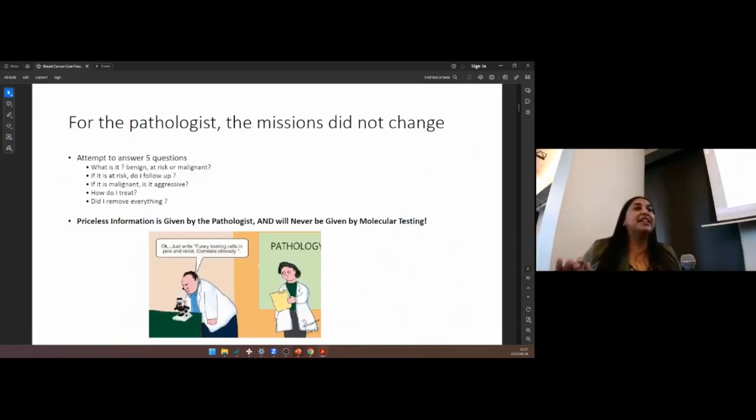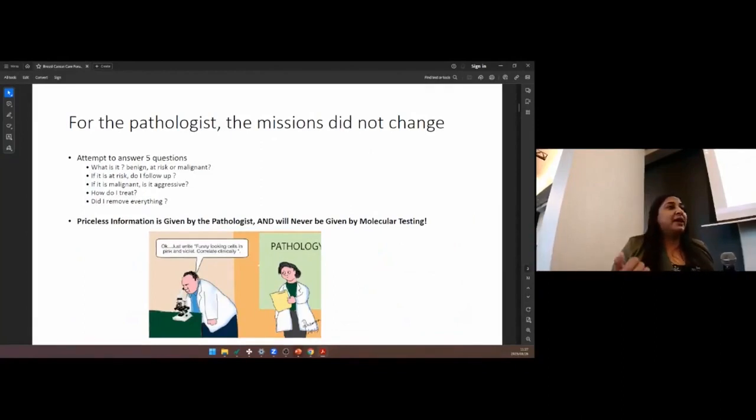Right, but in the interest of job security, I would like to say that there are certain things about the tumor that hopefully only the pathologist will be able to give you, without the machine or AI being able to do that. So what exactly do we answer? What questions do we answer in the breast report that are relevant to you, the surgeons and the oncologists?